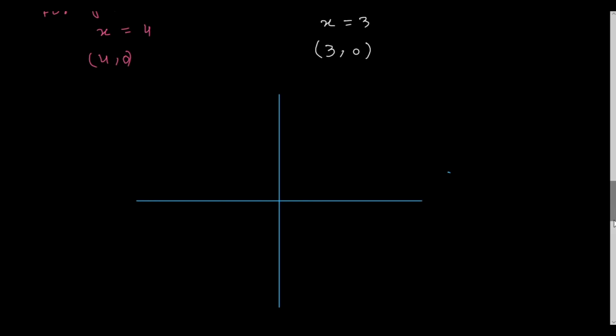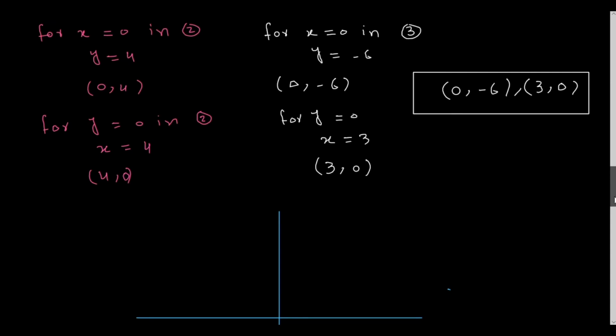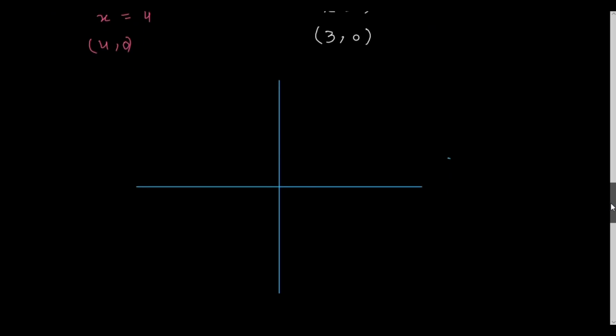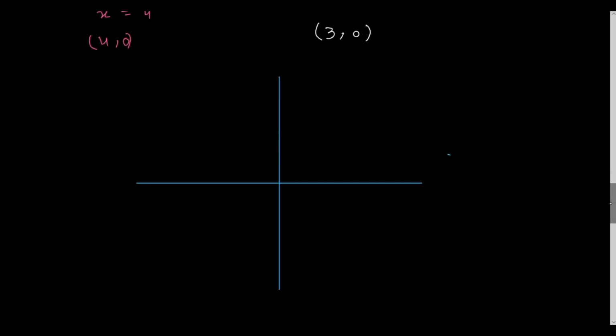Our points are 0 comma minus 2, and 2 comma 0. 0 minus 2 will be over here, and 2 will be over here. This is minus 2 and this is 2. So it means that our line will pass from here. Let me draw the line.